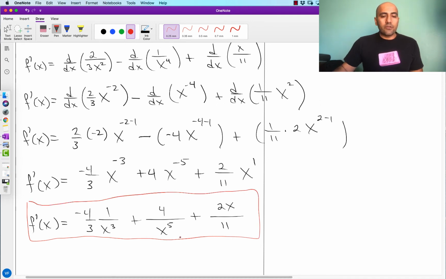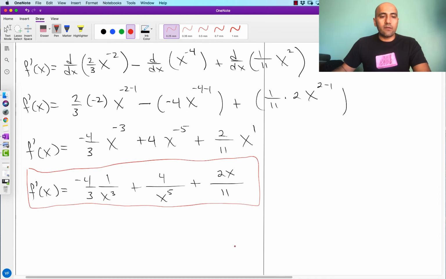Or they might want you to bring it together under one big happy fraction. Again, follow the instructions. If we wanted to do that, we need a common denominator. And so that common denominator is going to be to make sure all the fractions have an x to the 5th, and that all fractions have a factor of 3, and that all fractions have a factor of 11.